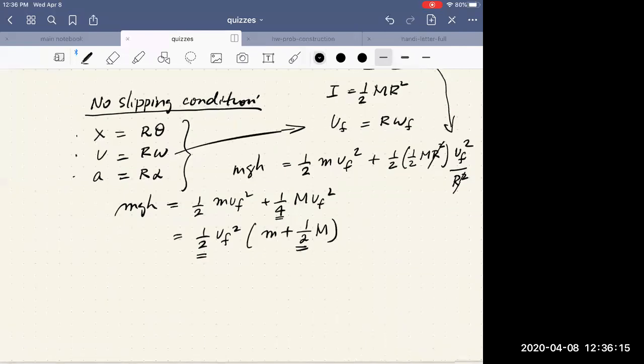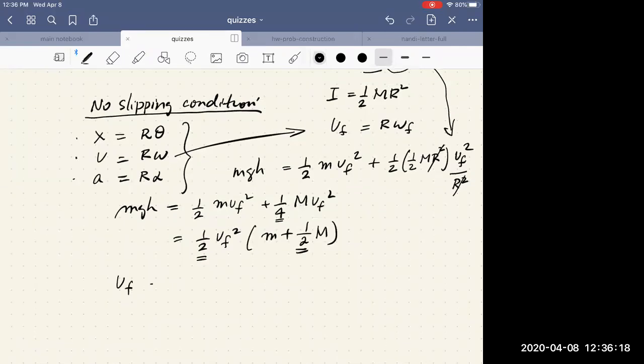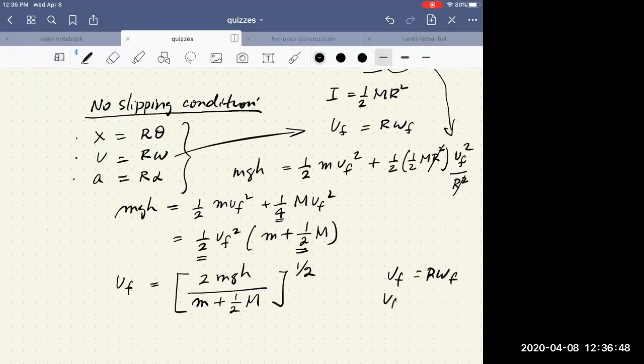So we are almost done. So we can then write V final as 2m GH divided by small m plus 1/2 times big M. And this, of course, is going to have to be square rooted. So now you see, you have found V final. And if you want, you can also find omega final, because we already know from here that V final is R times omega final. So V final divided by R is going to give me omega final.